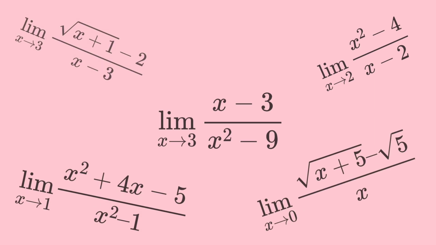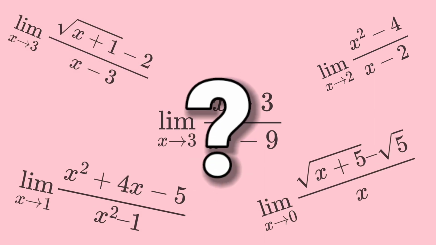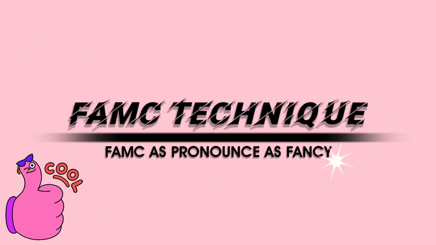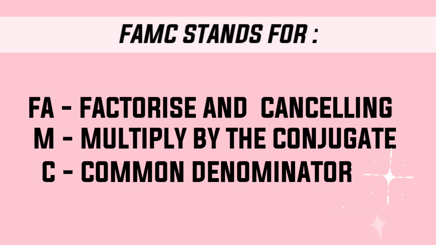Have you ever encountered this type of limits question and it's giving you a hard time to solve it? It's okay, we got you. Introducing the FANCY technique. FANCY is pronounced as "fancy". It will be much easier for students to remember. The acronym FANCY stands for factorize and cancelling, multiply by the conjugate, and common denominator.